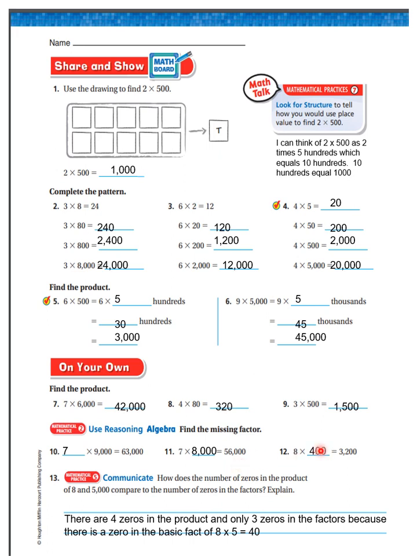8 times what number equals 32? 8 times 4. So 8 times 400 is 3,200.